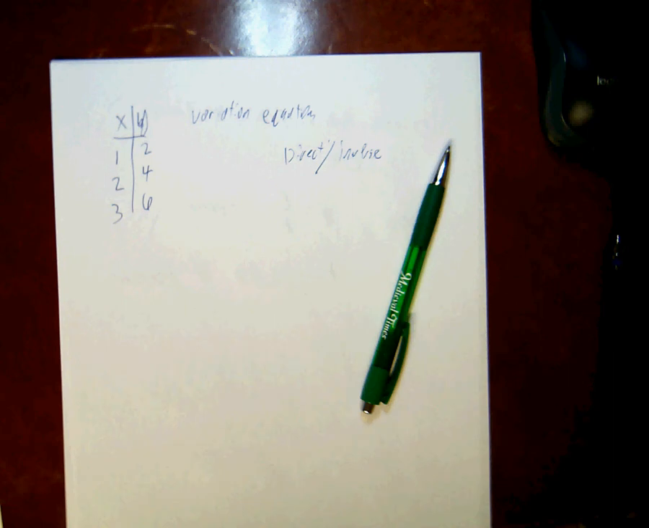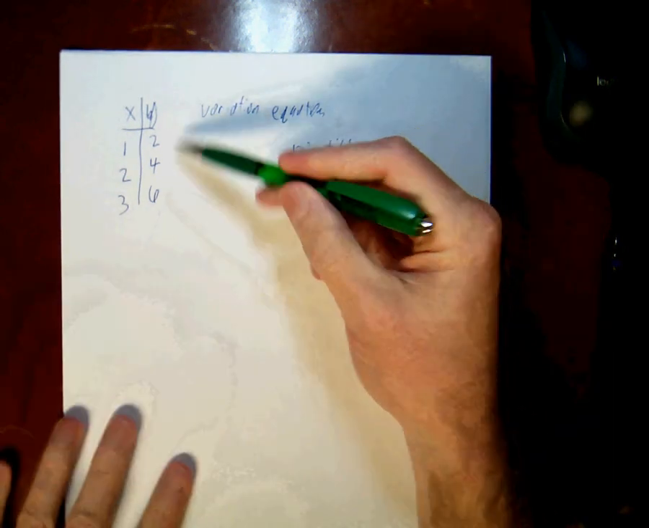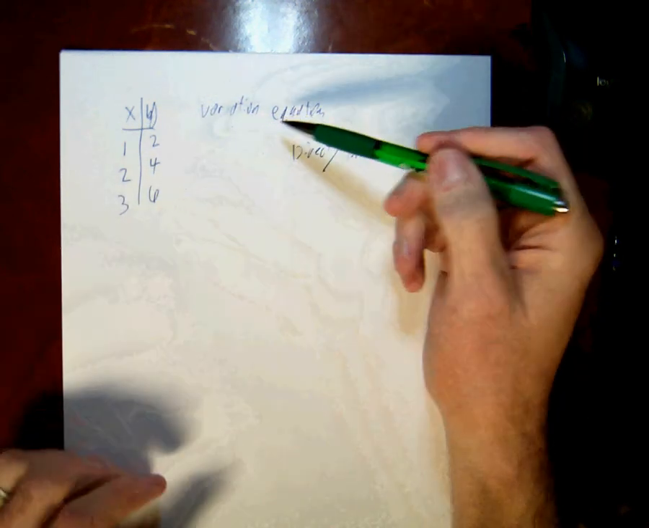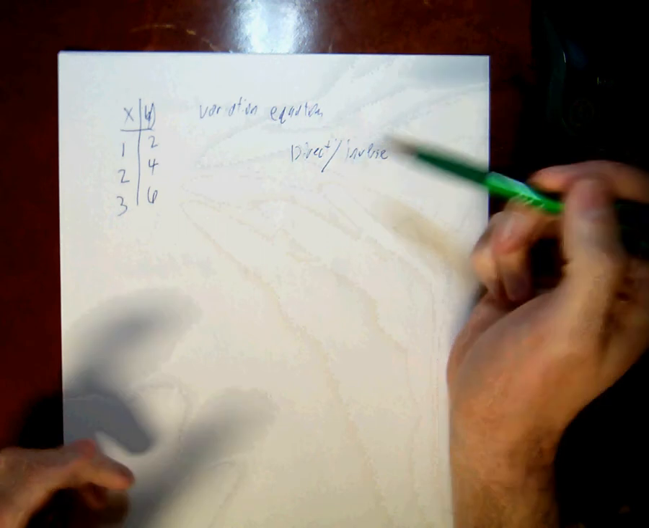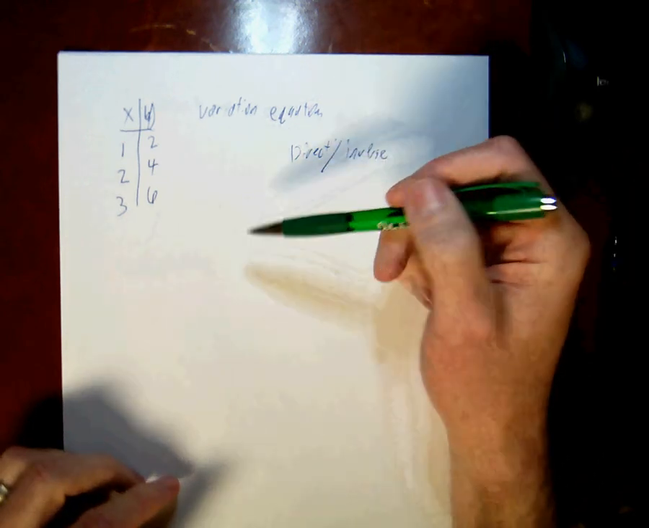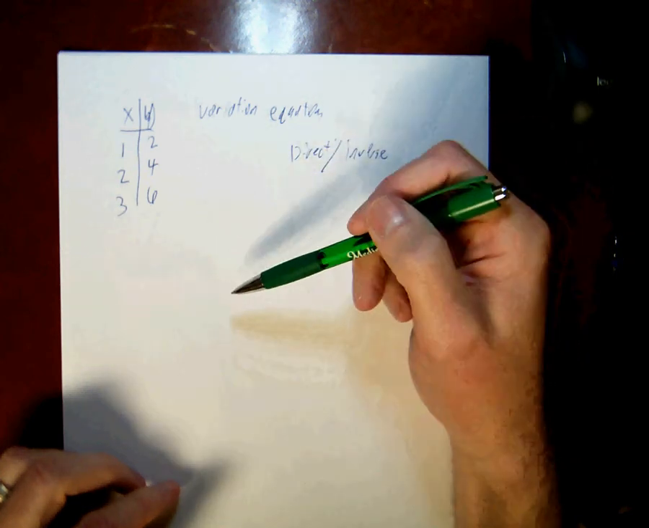Right? So, given this chart, there are two things we have to do. If I give you a chart, the first thing you have to do is figure out, is it direct or inverse? And then after you determine that it's direct or inverse, I want the equation. And here's how that works.